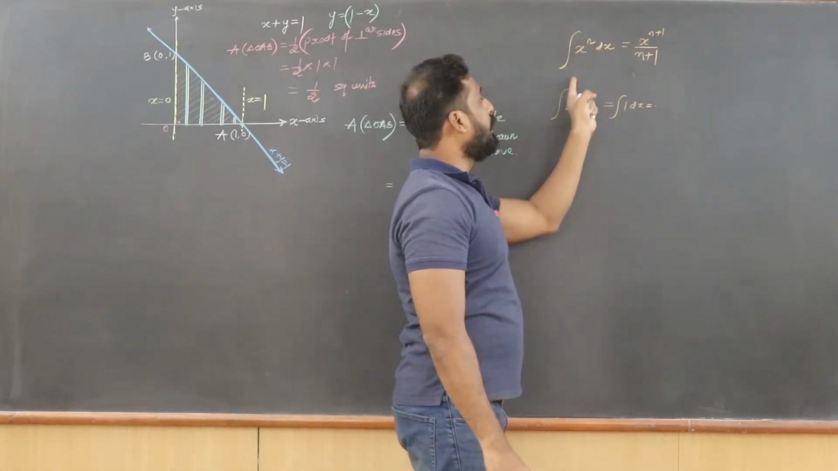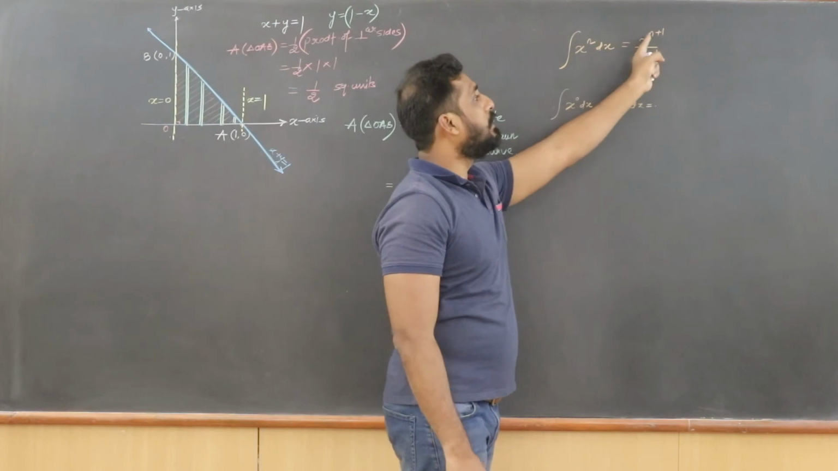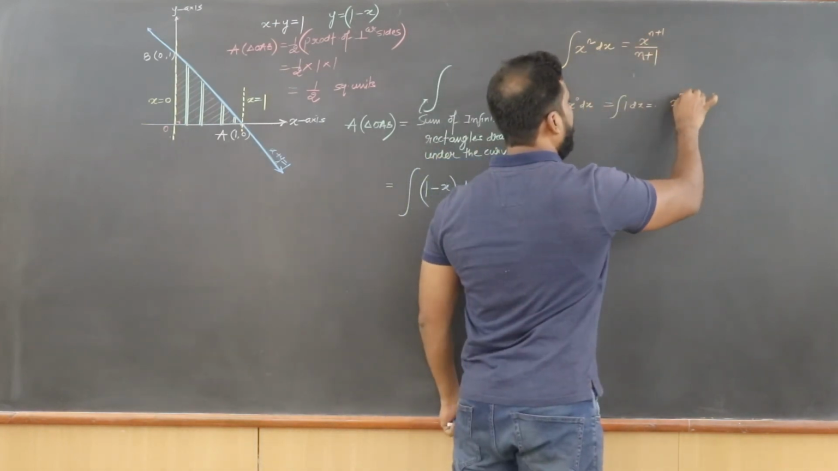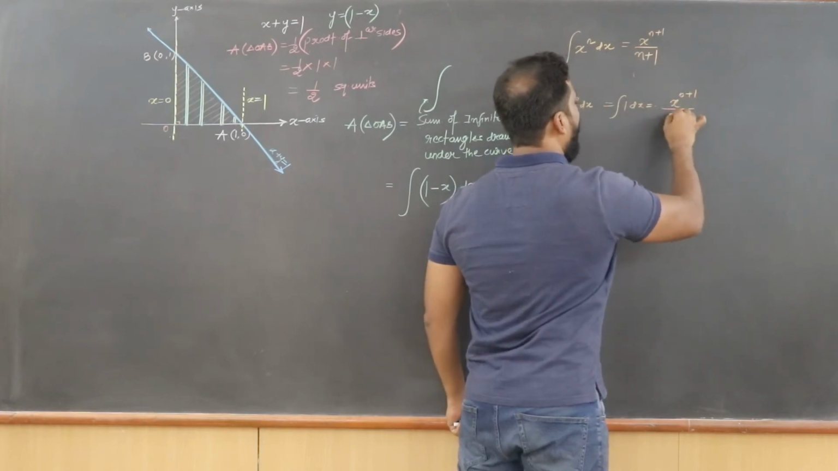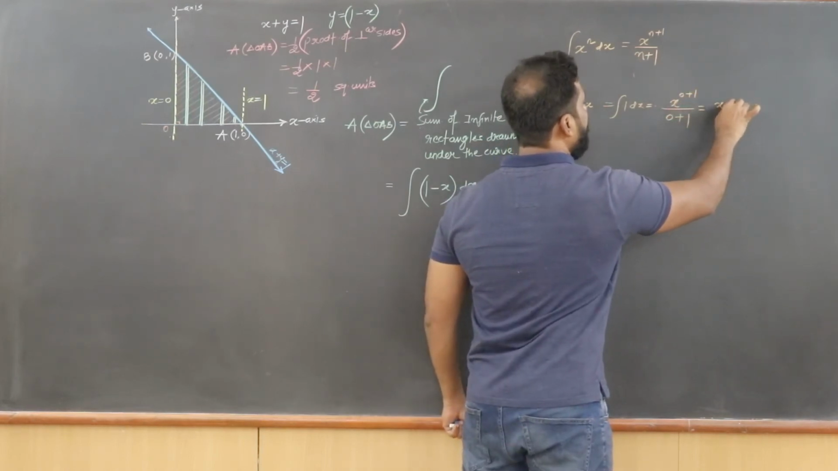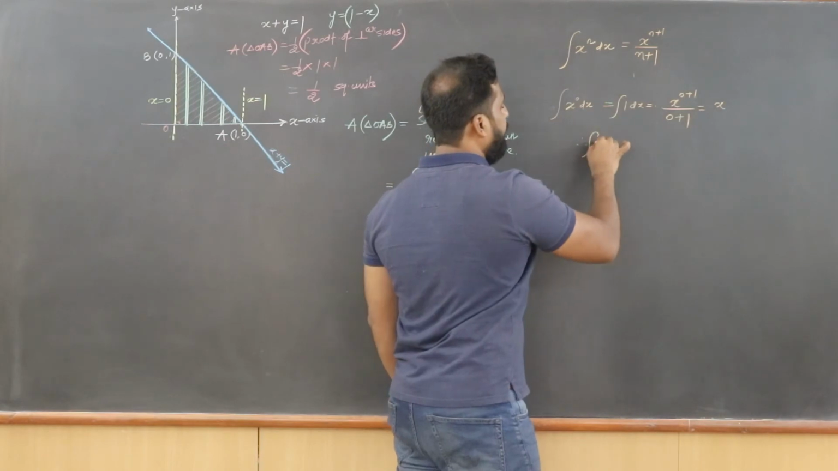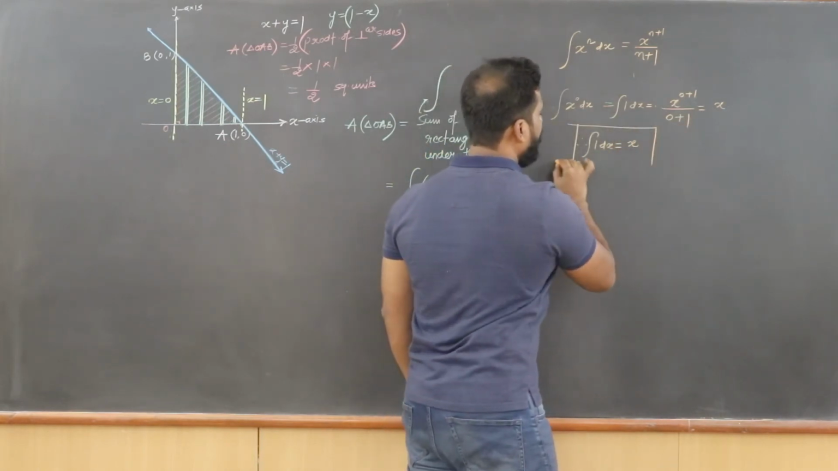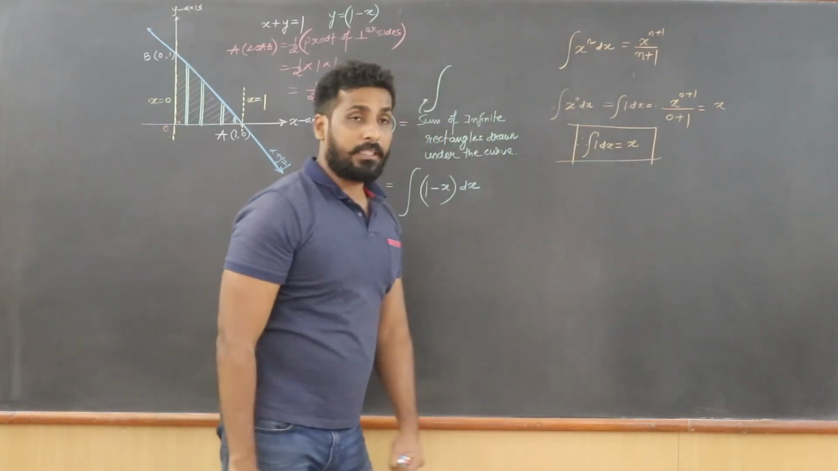N is nothing but 0. So you start replacing n with 0. So I get x raised to 0 plus 1, that is x raised to 0 plus 1 upon 0 plus 1. So the answer came x. That means I can say the integration of 1 dx came x. Isn't it? Integration of 1 dx came x.